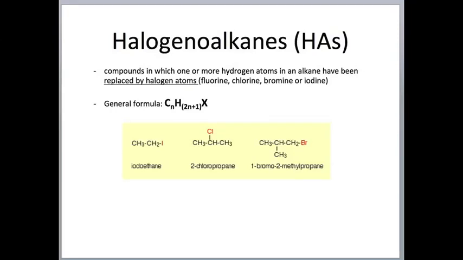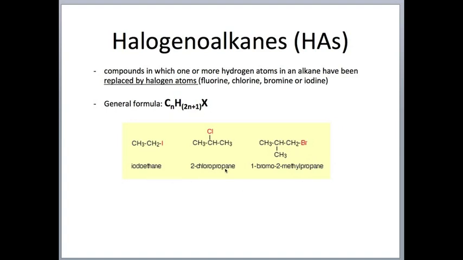So halogenoalkanes are compounds in which one or more of the hydrogen atoms in the alkane have been replaced by a halogen atom, and a halogen atom is fluorine, chlorine, bromine, or iodine. The general formula is CnH2n+1X. X represents the halogen atom. So here are some examples of halogenoalkanes.